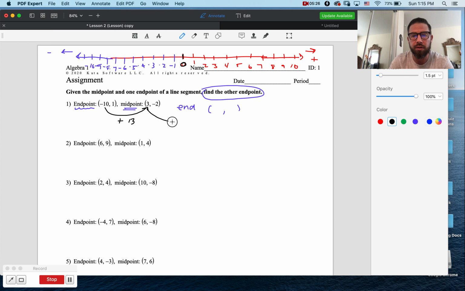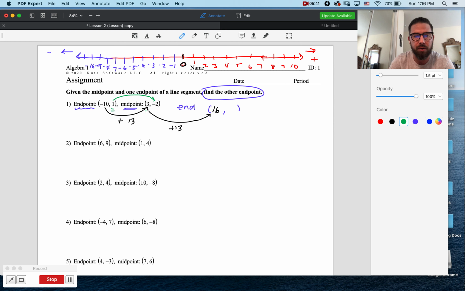So we do the same thing here. We say plus 13. So what's 3 plus 13? That's 16. Easy, right? Okay, let's do the same thing here. We got to go from 1 to negative 2.